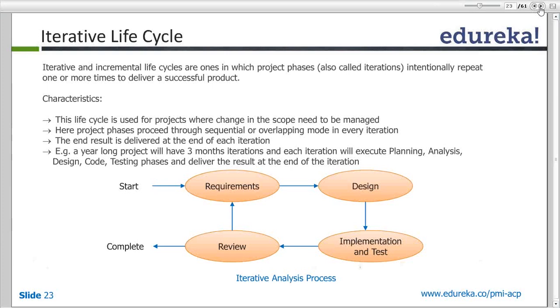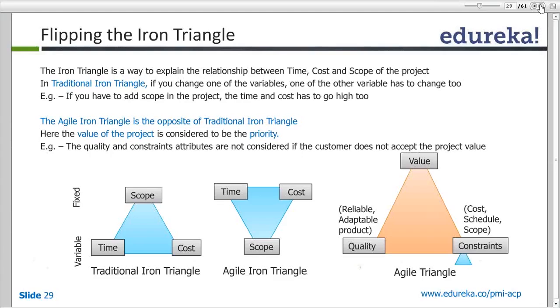Are you guys aware of this iron triangle? No, not me. I've heard, I mean, I've seen it. Scope and cost. Yeah. Please. Hello?